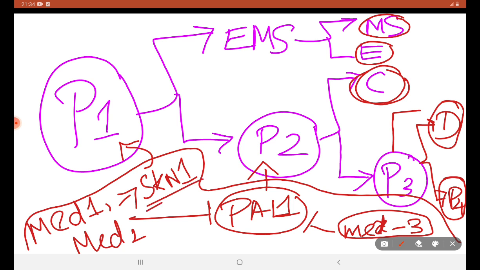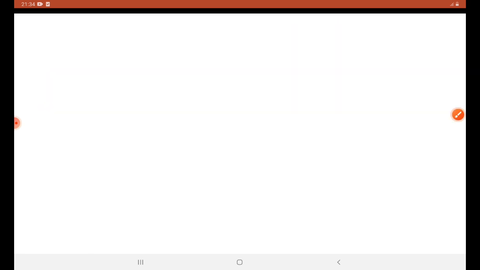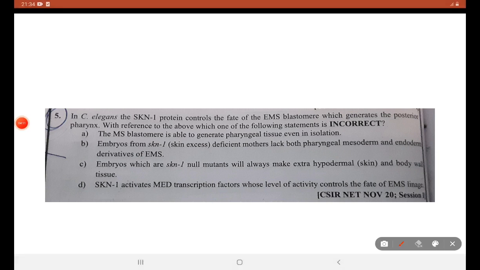Now we are going to see about SKN1 mutation case. This is the concept. So in C. elegans, SKN1 protein controls the fate of EMS blastomere which generates posterior pharynx. With reference to the above, which of the following statement is incorrect? MS blastomere is able to generate pharyngeal tissue in isolation. Correct. Because they are autonomous. Embryos from SKN1 deficient mothers lack both pharyngeal mesoderm and endoderm derivatives. Correct.